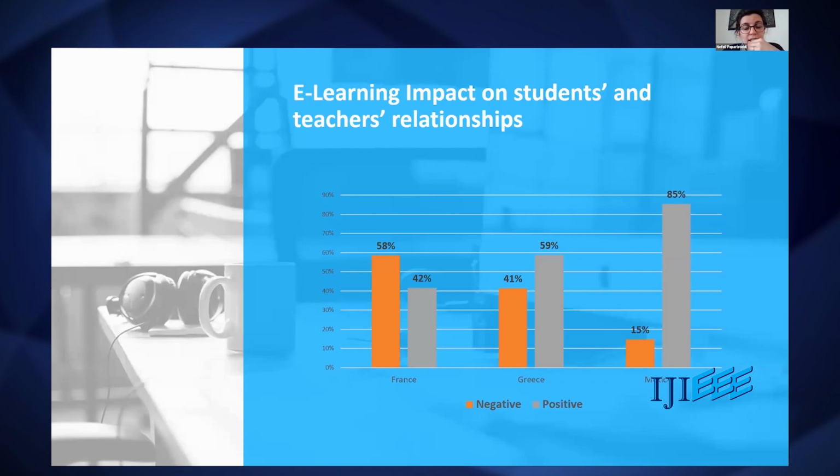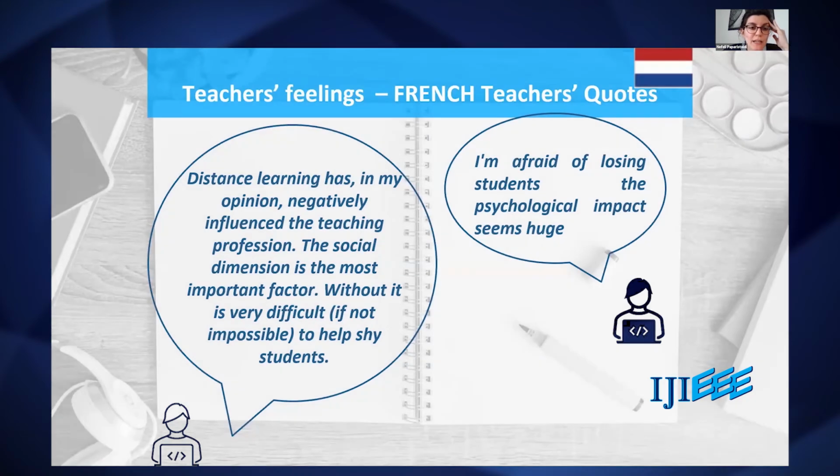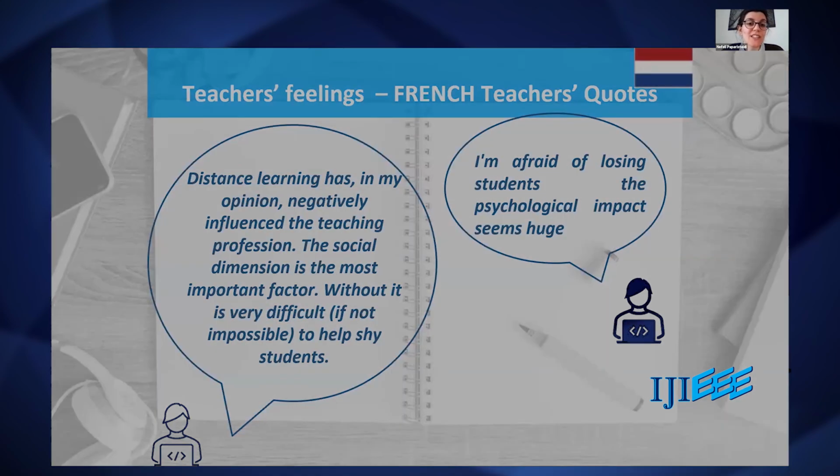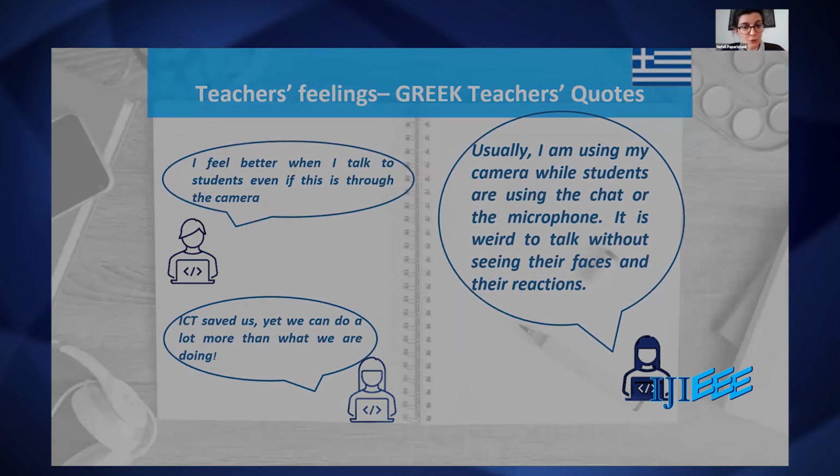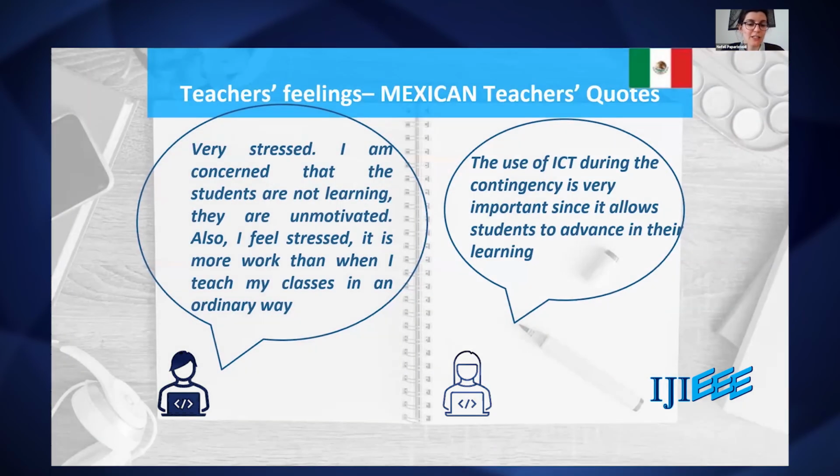The last quantitative indicator shows us that in Mexico, teachers believe that ICT had a positive impact on their relationship with students compared to other countries. So I will quickly pass to the feelings of the teachers. Like French teachers, they have a negative opinion about the role of e-learning in their relationships with students. In Greece, they think that this is just a way to continue the courses, and they kind of adapted to it. In Mexico, we have two points of view. Most of them are quite positive about ICT, while some of the teachers are quite stressed.